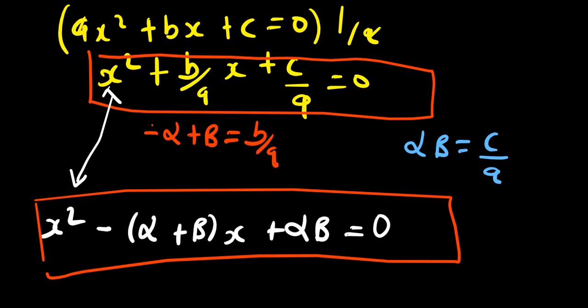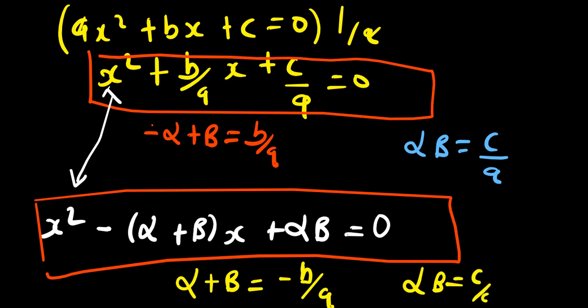Okay, now solving the first one, when you distribute the negative on both sides, you have alpha plus beta will just be equal to negative b over a. Then on the other side here you just have alpha beta is just equal to c over a. Now these equations that I've written, it's a must know. You are supposed to know them.